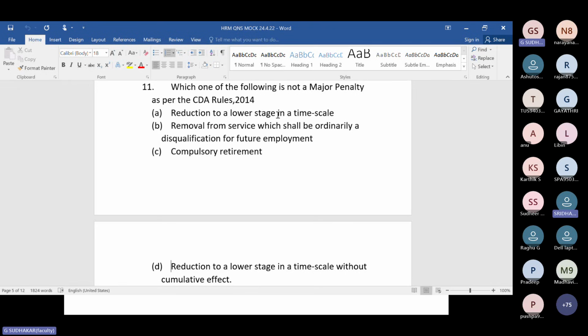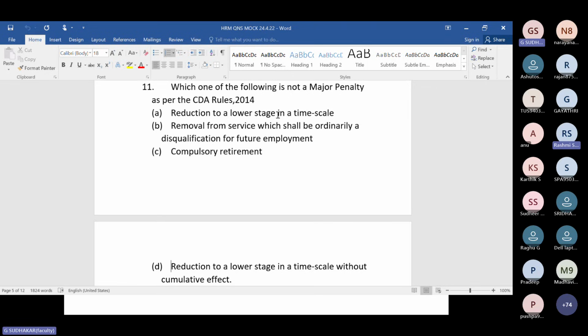Please explain the fourth point of this last question in detail. Without cumulative effect, it is minor; with cumulative effect is major. So I have told without. The question is not a major, so this is the correct answer. D is the correct answer. It means his salary will be back to the same stage in due course of time. That is why it is not a major penalty.